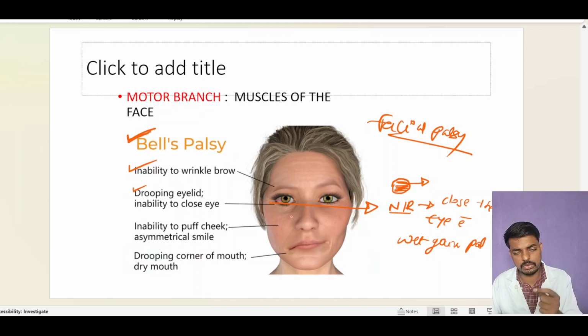Wet gauze pad, so there is a decreased chance of corneal ulceration. Okay, so very important point.